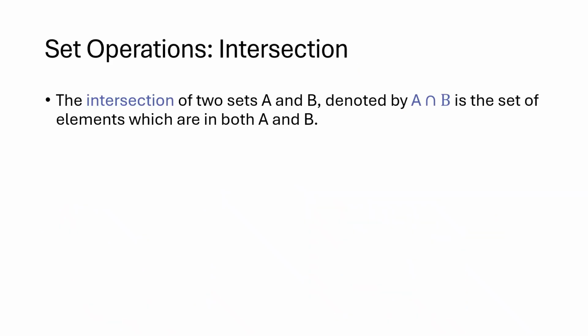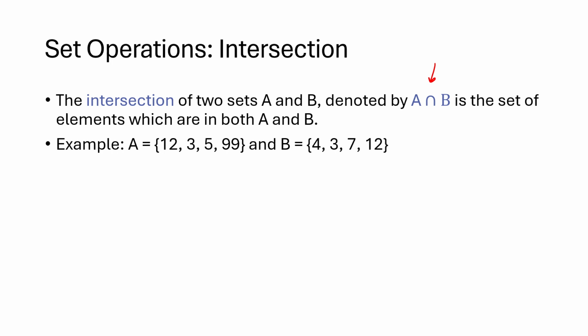All right, now let's move on to the next operation, namely intersection. So we have two sets A and B, and their intersection, A intersection B, is the set that contains elements that are simultaneously in A and B. So where the two sets A and B overlap, that's going to be their intersection.